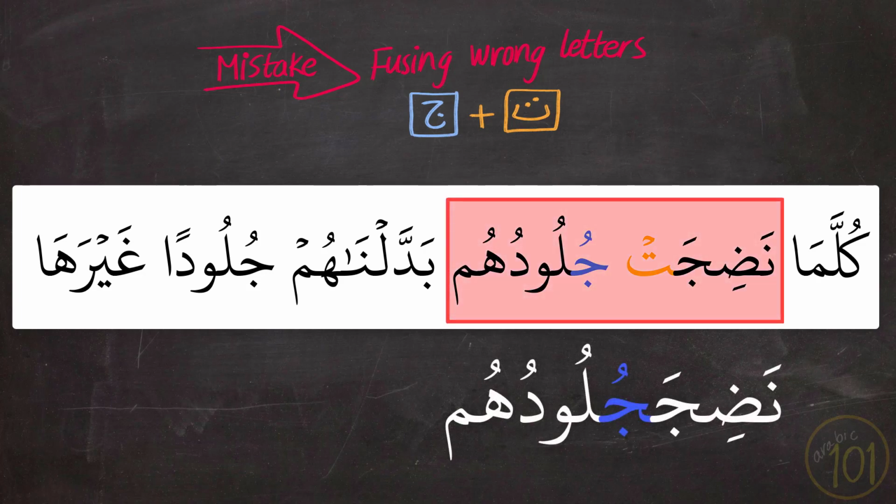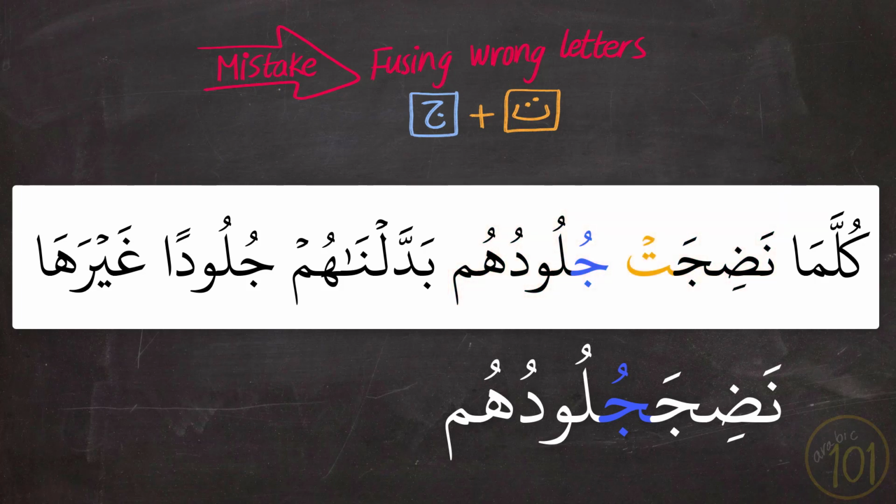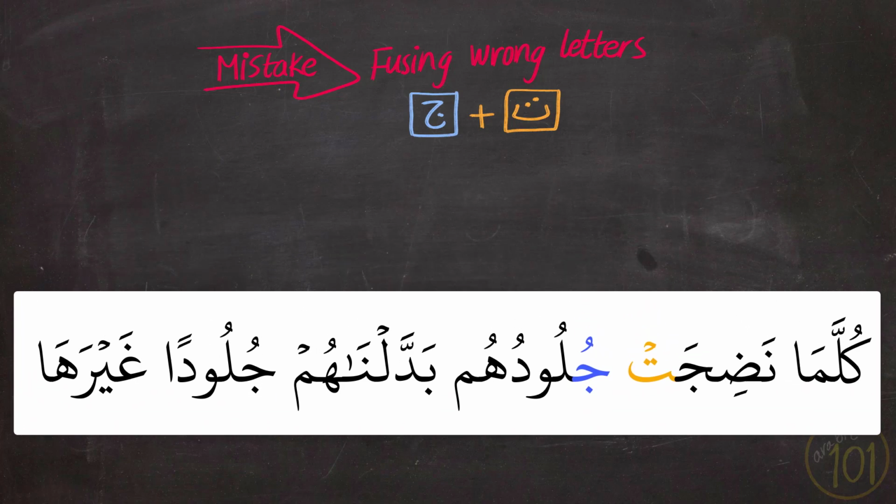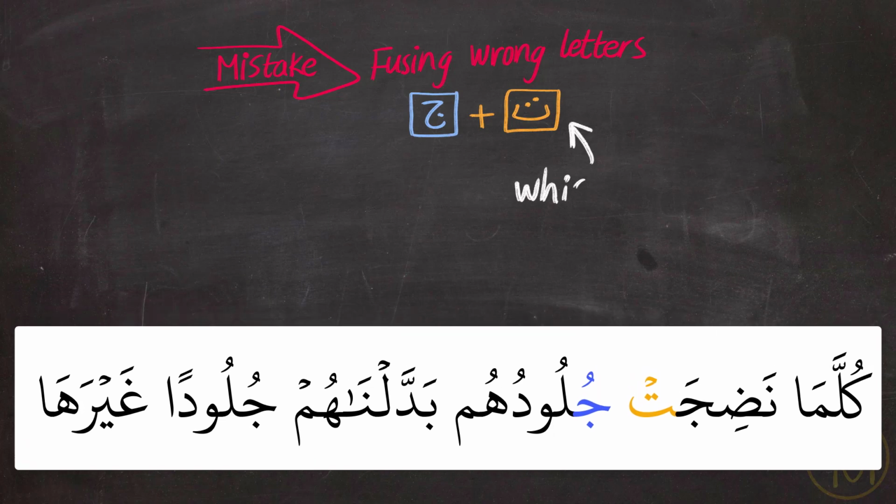كُلَّمَا نَضِجَتْ جُلُودُهُمْ بَدَّلْنَاهُمْ. And that is, of course, not correct. So why does this mistake happen? Well, the sound ta is a whispering sound, which means that it can easily be left out since it is not the most audible sound.